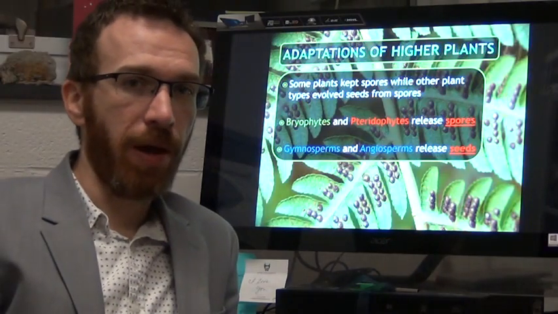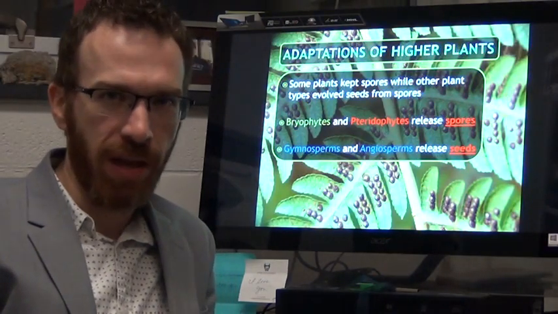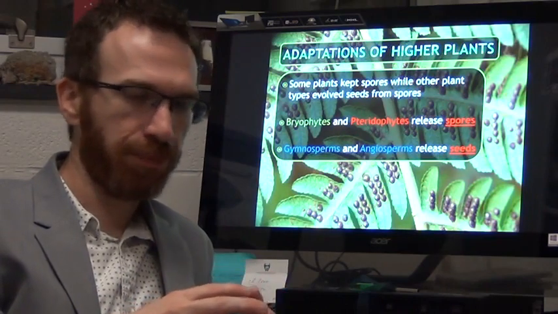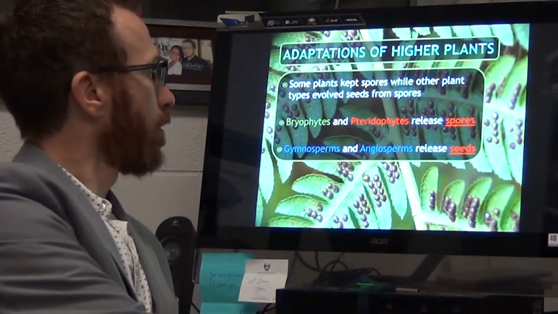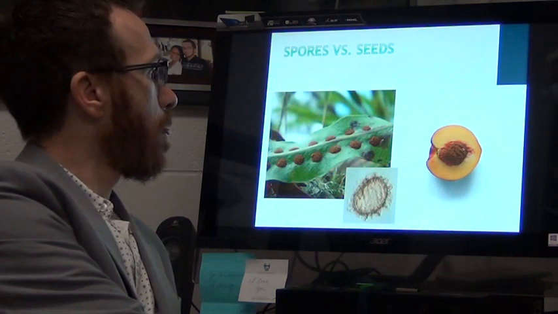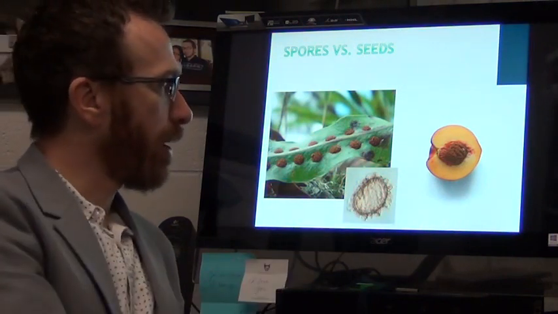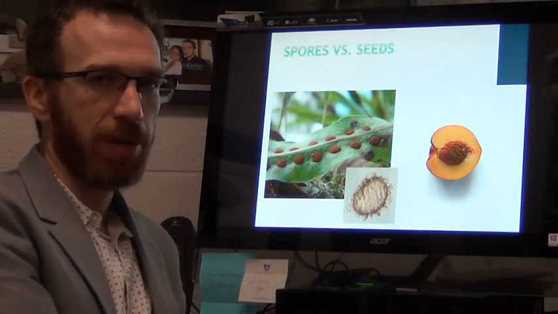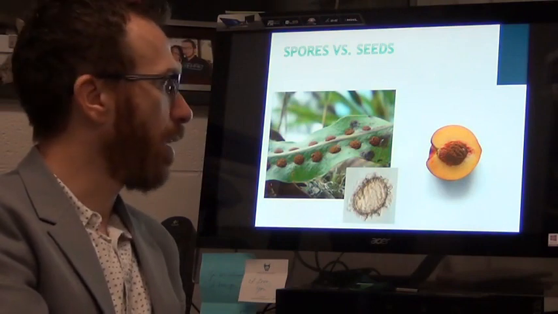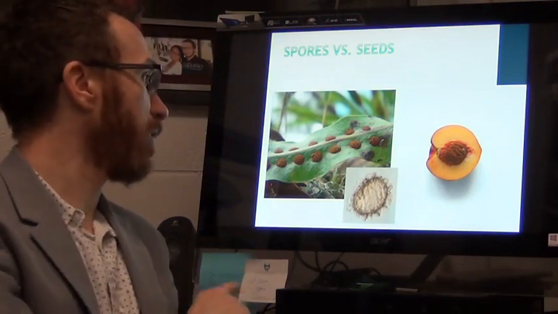Angiosperms are flowering plants, and of course they have seeds within a fruit. So a seed would be like the one on the right, like a peach, the center of a peach is a seed, and then spores would be on the left.